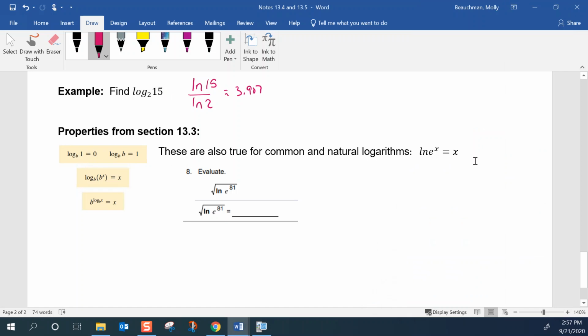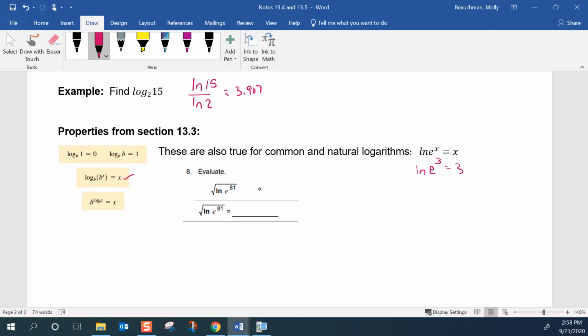The one that we're going to use for the natural logs in this example, and this is like the one on your homework, is that if you have log base b of b to the x, it equals x. That's the power. So if you have natural log of e to the power of x, that equals x. Or natural log of e to any power, 3, is equal to 3. So we use this in simplifying expressions that look complicated.